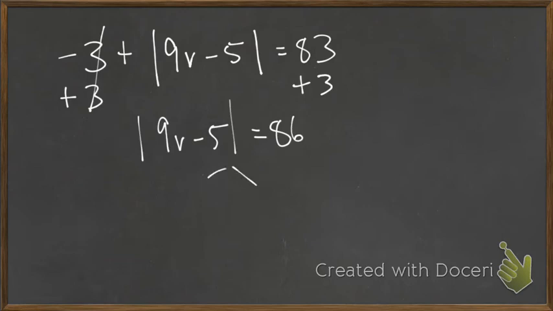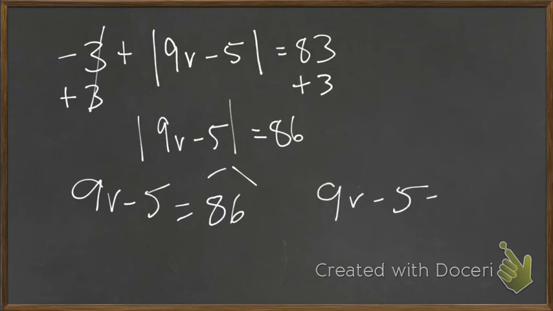That's why I need my 2 equations. So 9v minus 5 can equal 86. And 9v minus 5 can also equal negative 86. Right? Now, we just got some 2-steppers. Gotta add 5.